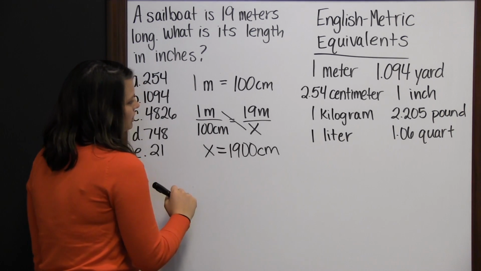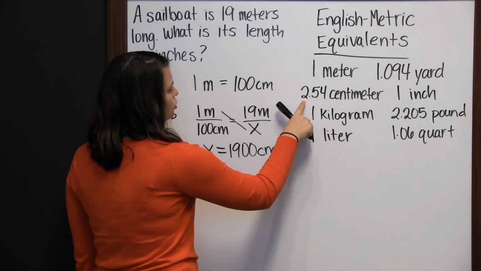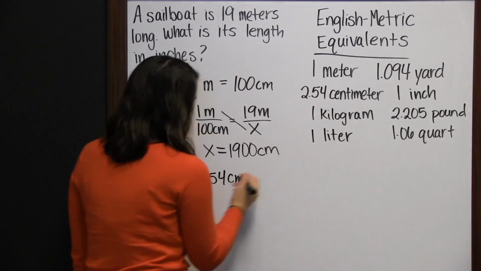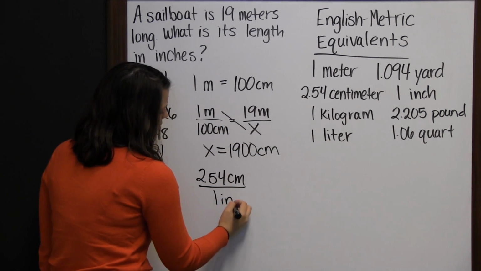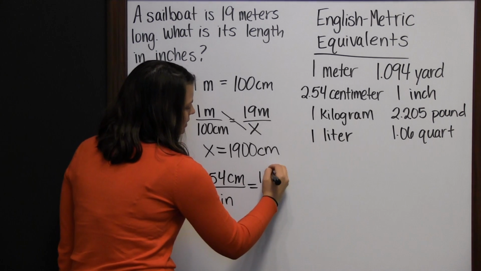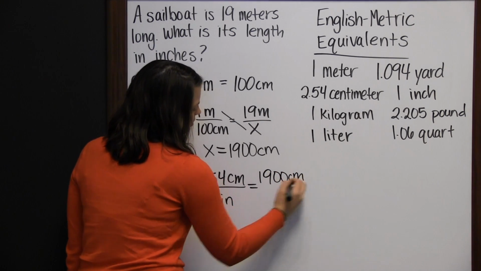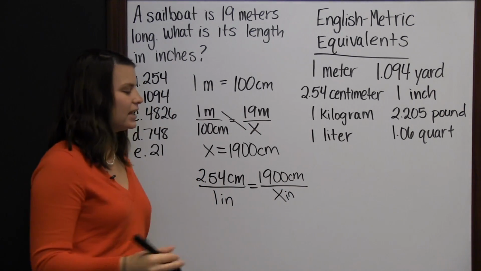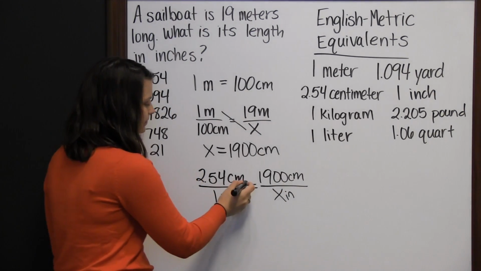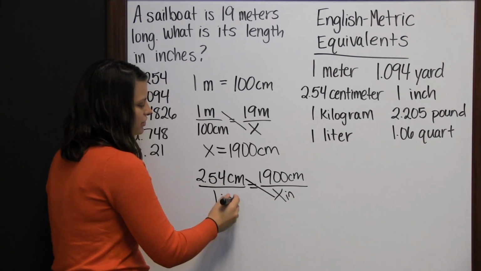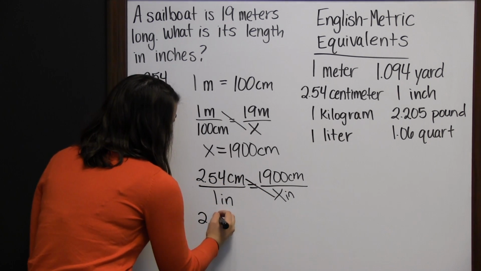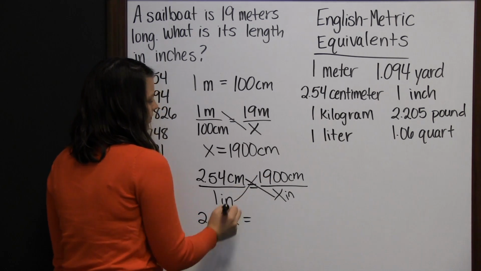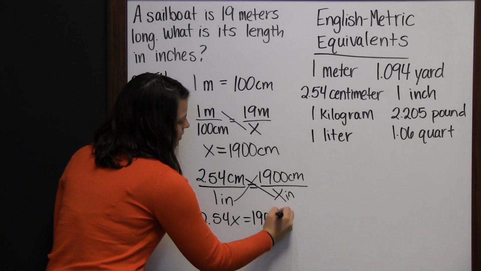I know that 2.54 centimeters is 1 inch. And I have 1900 centimeters. And I need to know how many inches that is. And again, to solve a proportion, we cross multiply. So 2.54 centimeters times x, 2.54x, is equal to 1 times 1900, which is 1900.